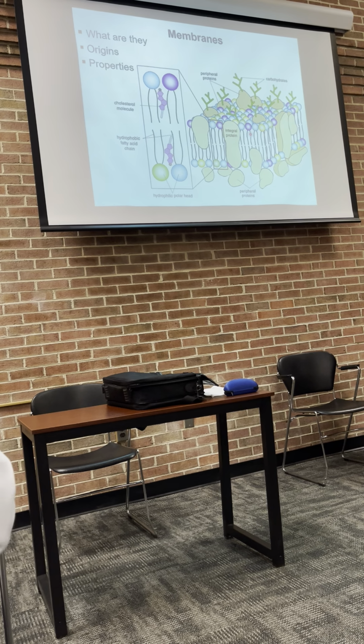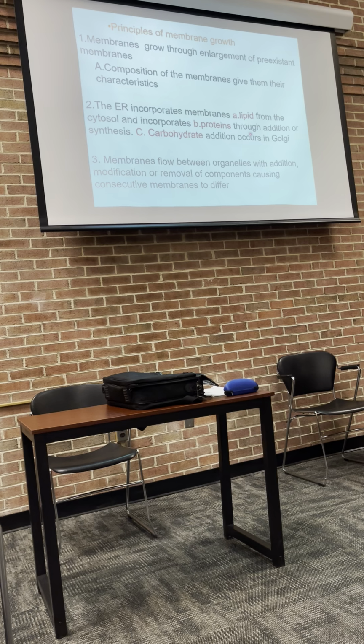So how do membranes actually come into existence or into place? How do they grow? Well, it turns out membranes really grow through enlargement of pre-existing membranes. So basically whatever you have in terms of a membrane, that just gets enlarged and is passed on. And it is the composition of these membranes that gives them their characteristics, so basically what kind of proteins you have, and so on.